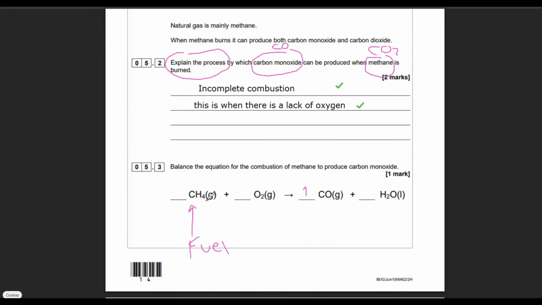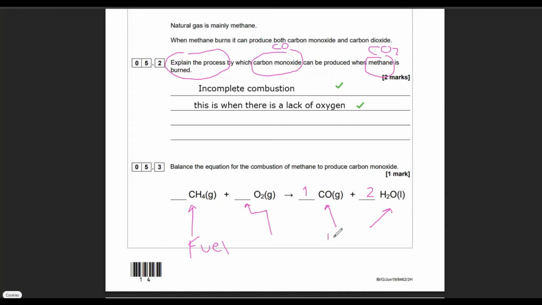Now, there are 4 hydrogens and each water molecule requires 2. So all you do is look at how many hydrogens there are, and then you halve that amount and put that in front of the water. So there's going to be 2 waters, and because it's methane, 1 carbon monoxide, 2 waters. Now the final step is you add up how many oxygens there are on the right, and make sure it's balanced by putting that here.